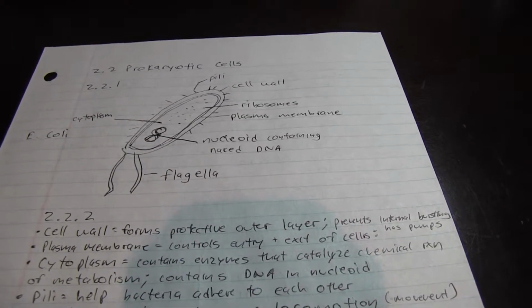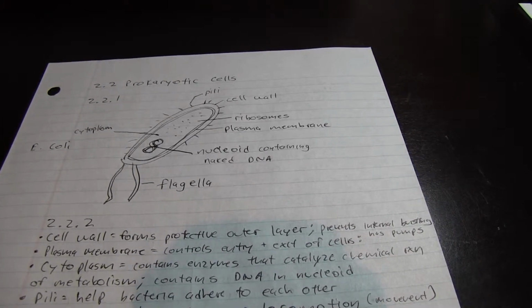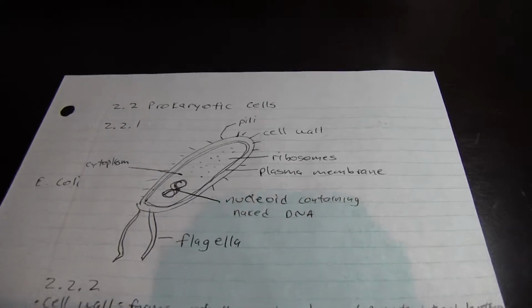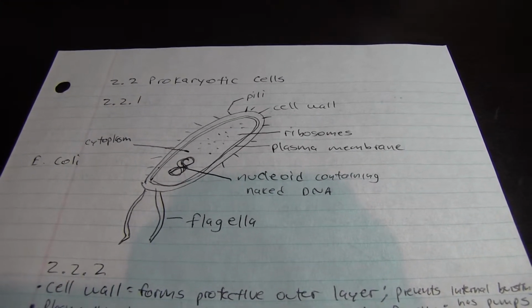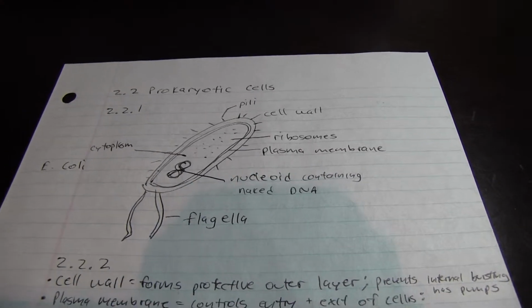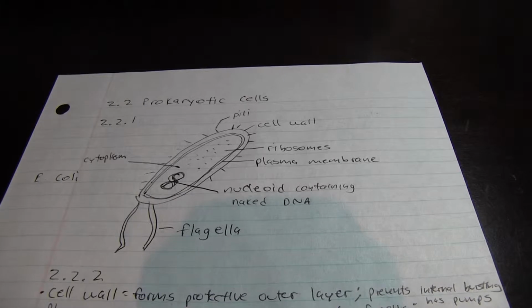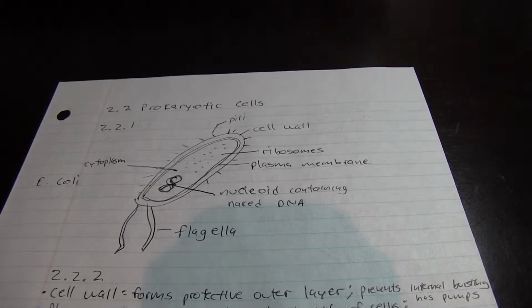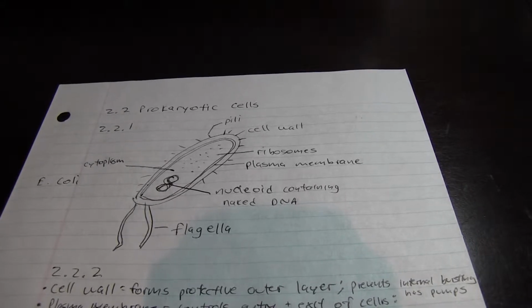So the first question is to draw and label a diagram of the ultrastructure of E. coli as an example of a prokaryote. The main items that you want in this diagram are the cytoplasm, the flagella, which is the tail at the end, and the nucleoid containing the DNA, which you can just draw. I mean, IB's not picky on how you draw it as long as you have all the stuff there.